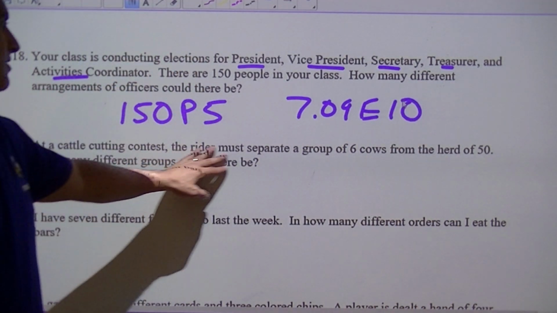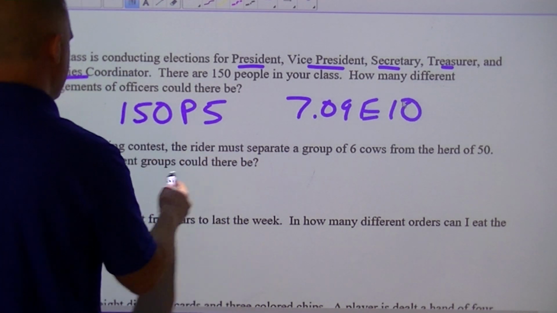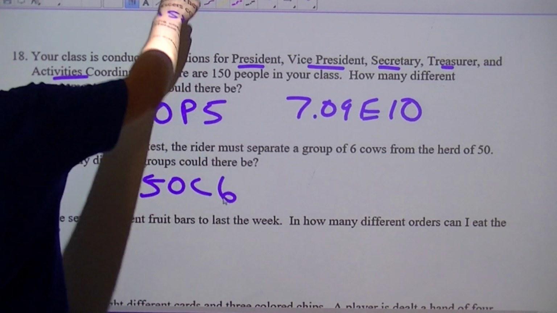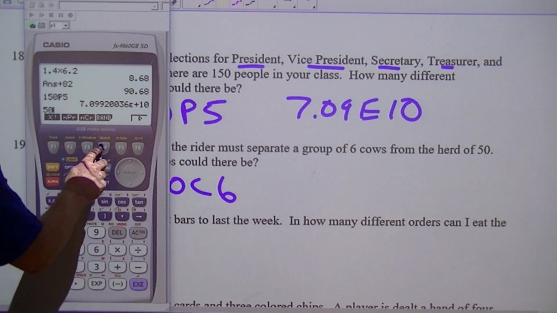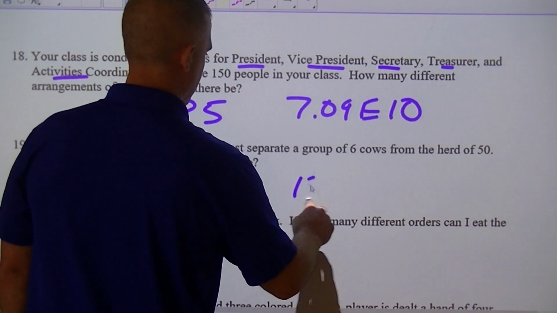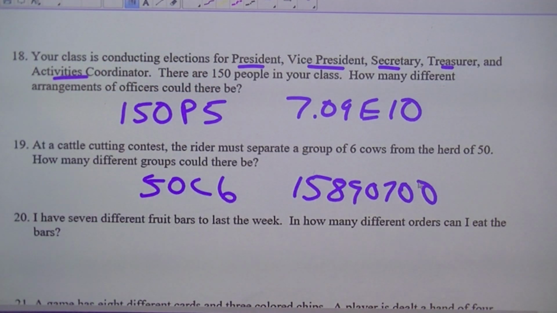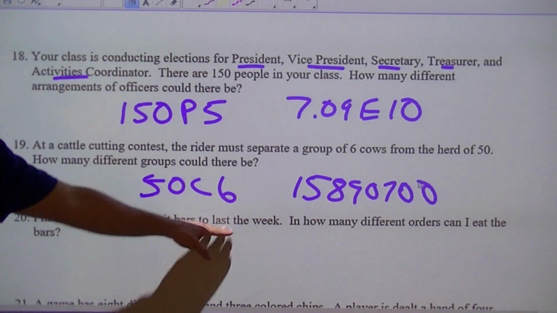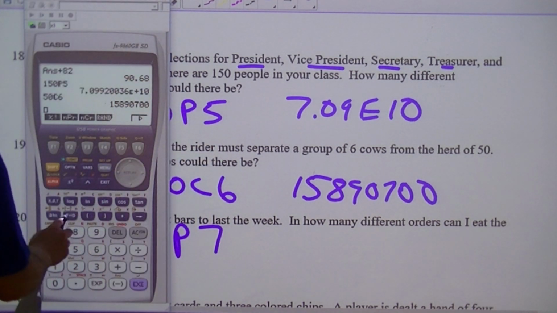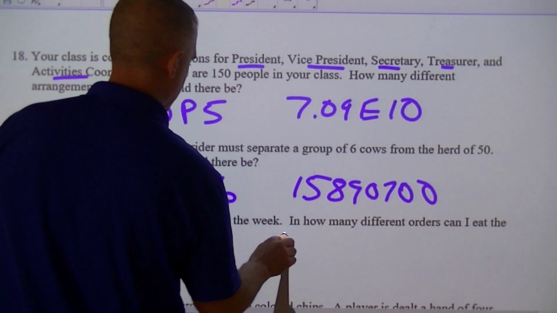Alright, contest, 50 cows from 6. This is like a committee. This would just be 50C6. 50C6 is 15,890,700. Alright, 7 fruit bars, 7 days of the week. This would be 7P7. Seven bars, seven days. 5,040.